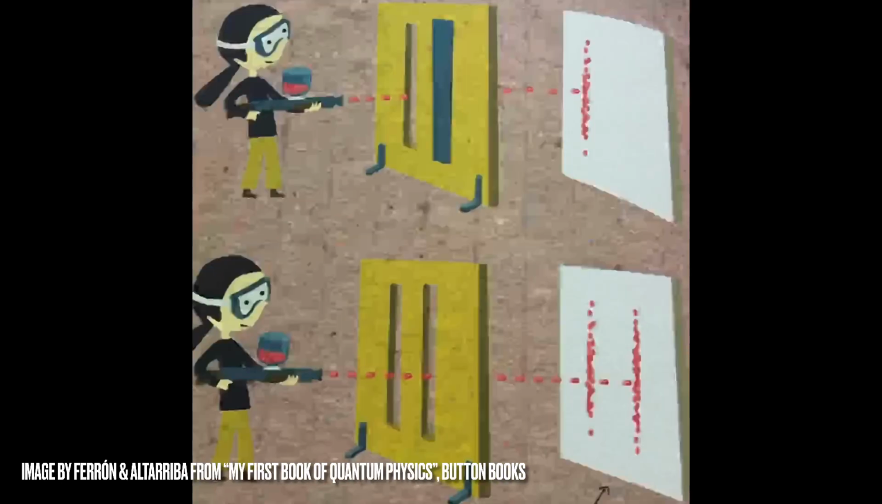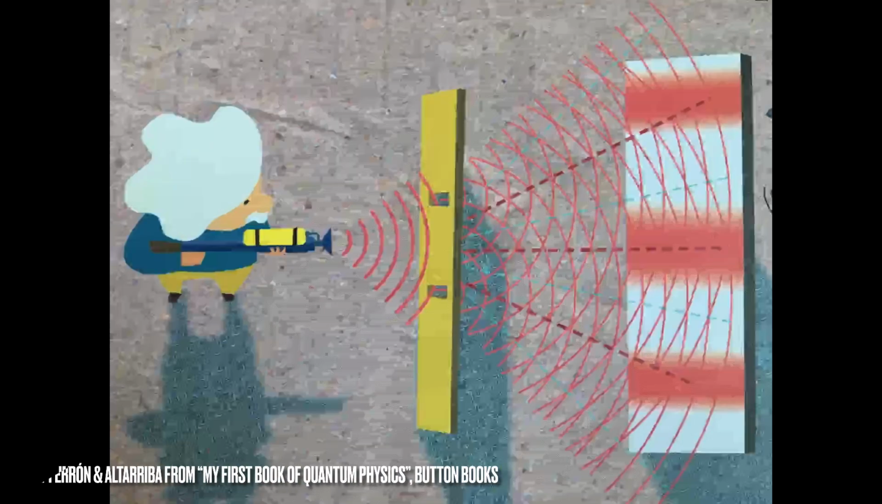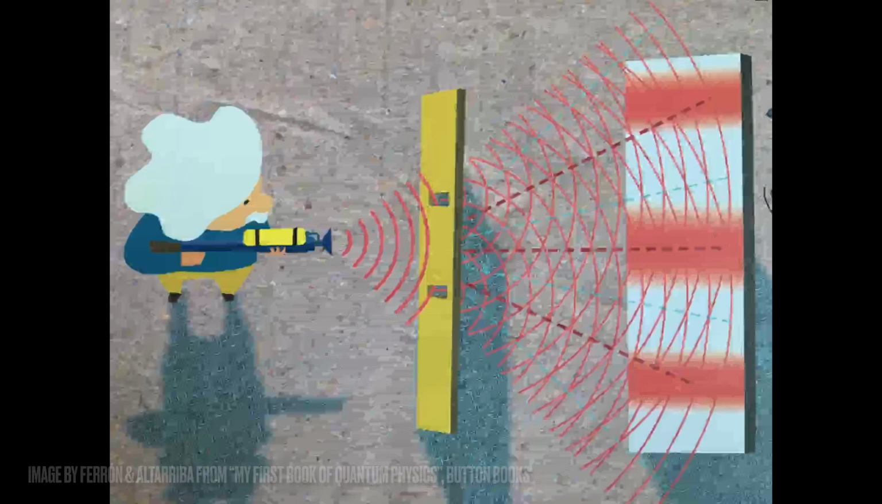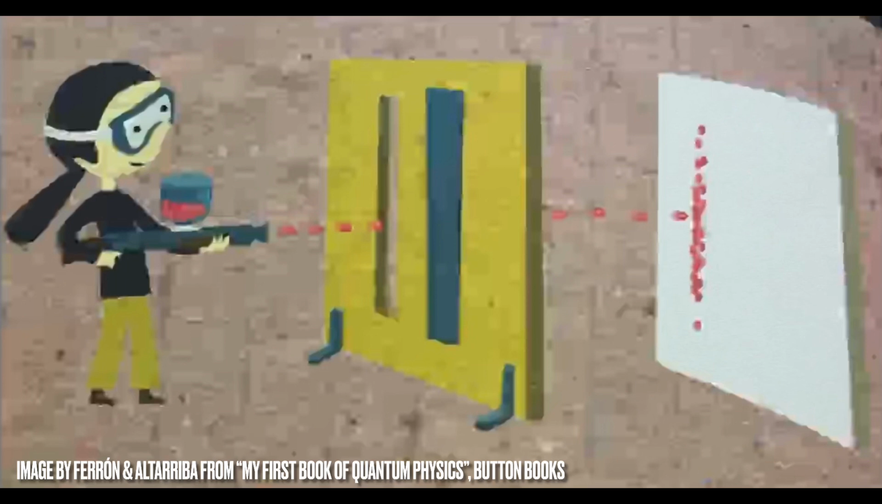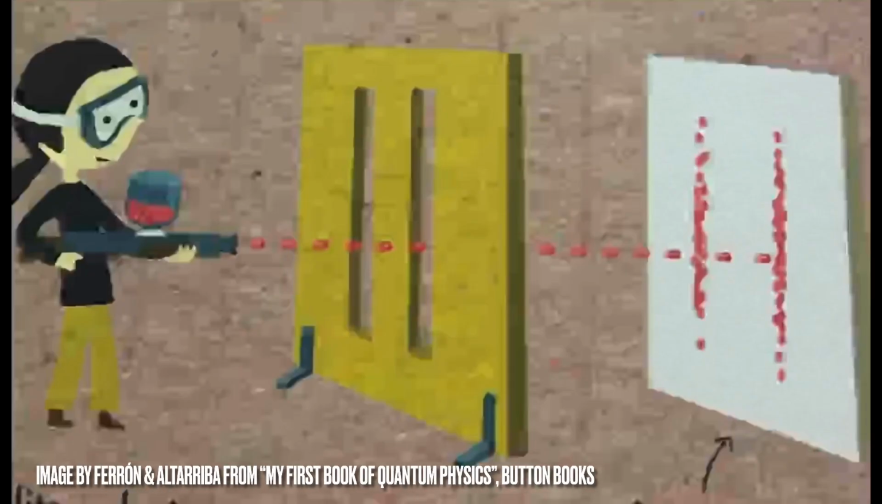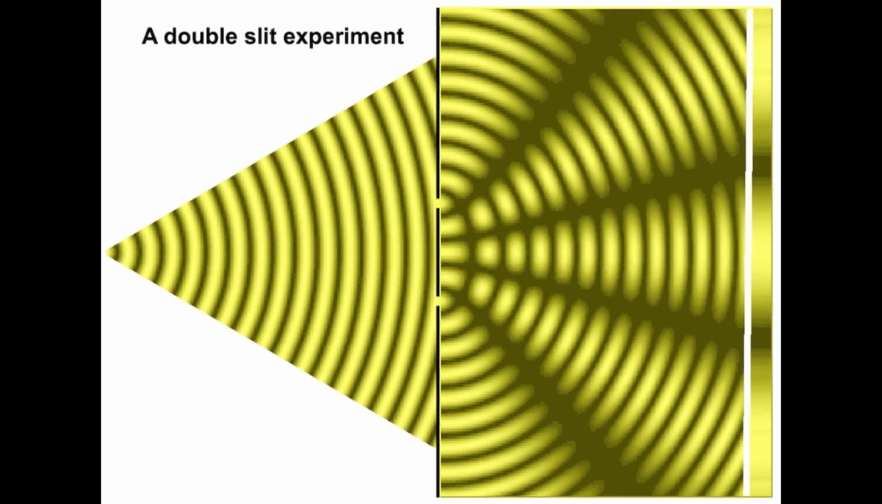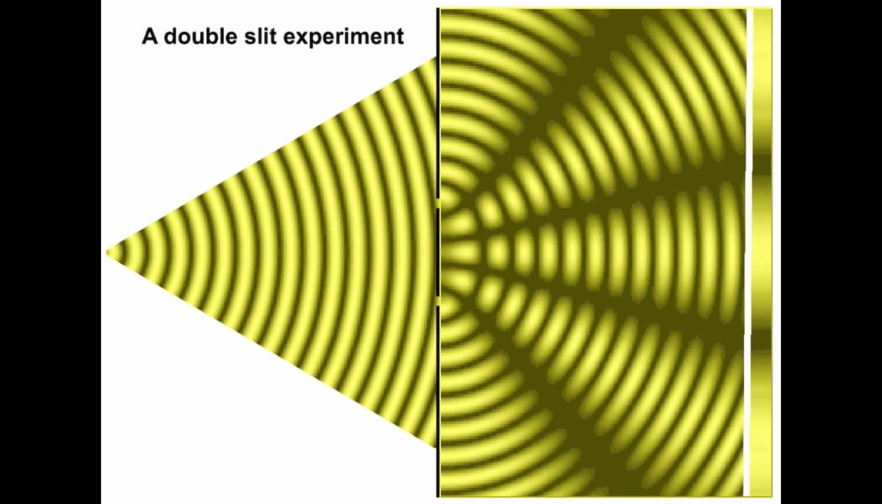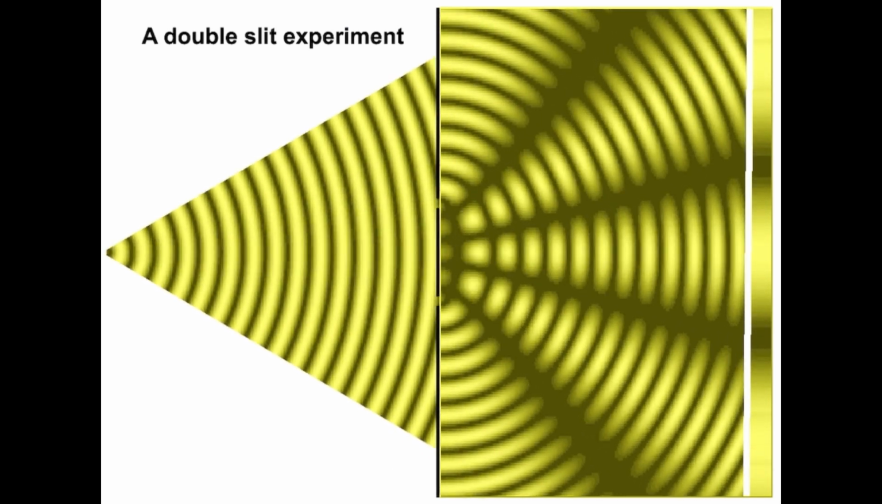Imagine that we have a gun that shoots marbles and another that shoots waves, and that we are going to shoot them at a wall that has 2 slits. If we shoot the marbles towards a wall with 1 slit covered, we see that almost all the marbles will go through the open slit and land on the wall behind it. If we do the same but with both slits open, we observe that the marbles will land equally on both sides. If we fire waves at the 2 open slits, instead of marbles, we will get a wave pattern.